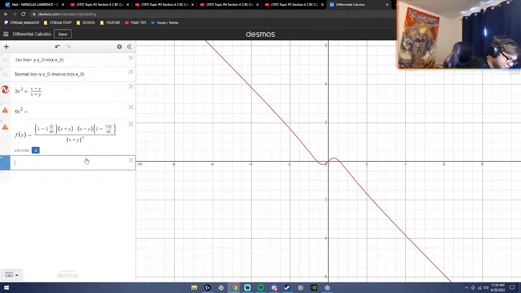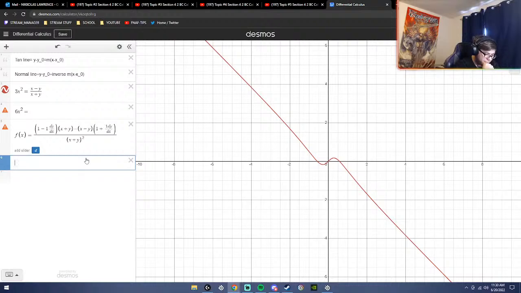So it's 1 minus 1 dy dx times x plus y minus x minus y. I have not thrown it. I've punched my desk a lot of times and it falls over. Then 1 plus 1 dy dx, and then it's gonna be all over (x plus y) squared. Because of the ring light, my bad. Okay, this is awful distributed.